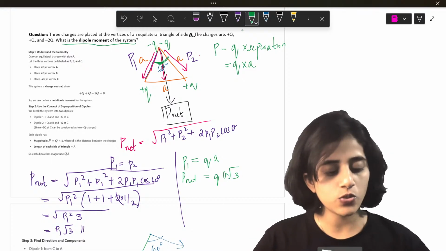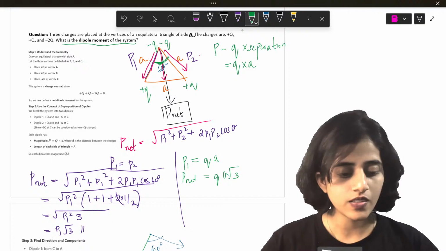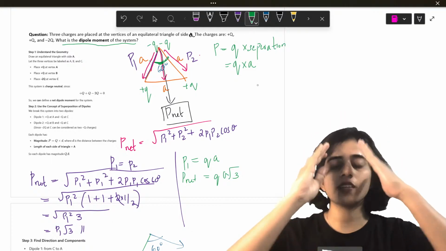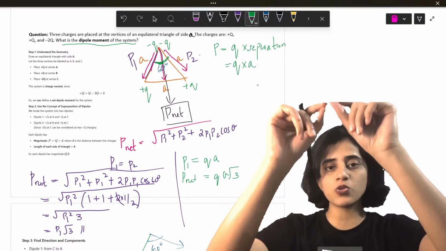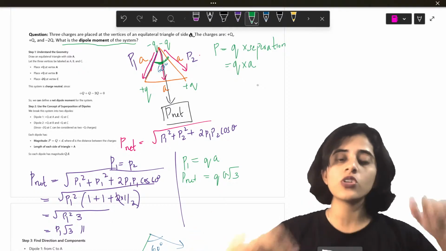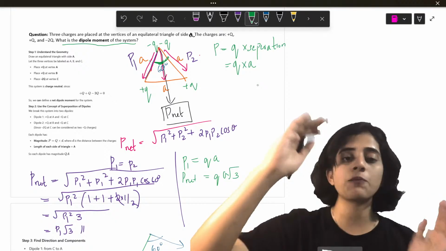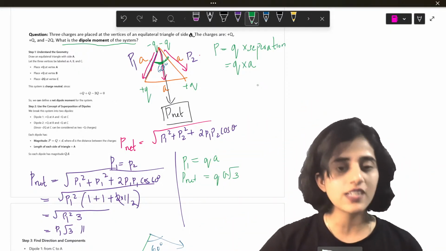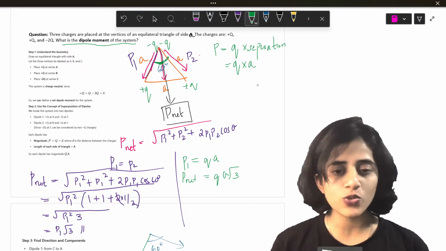Okay. So what do you have? You have a triangle with sides A. You have plus 2Q, plus Q, plus Q. So minus Q and plus Q, the difference between them is A. So the dipole moment is P1. Same thing on the other side, and then you just use vector addition and do it. Okay, P1 root 3. Very good.